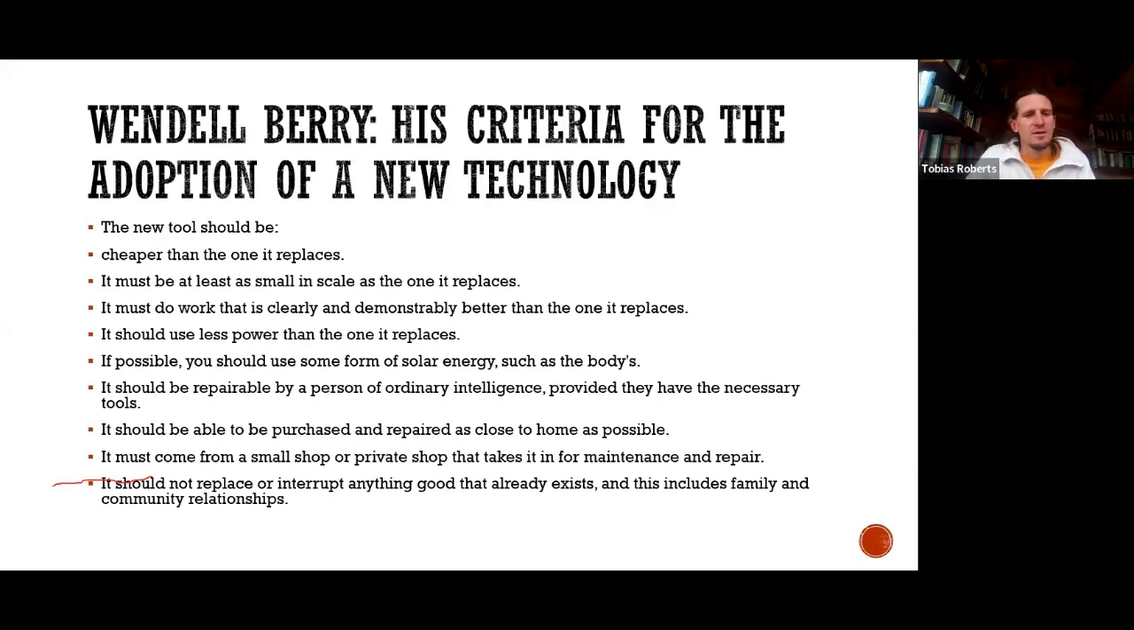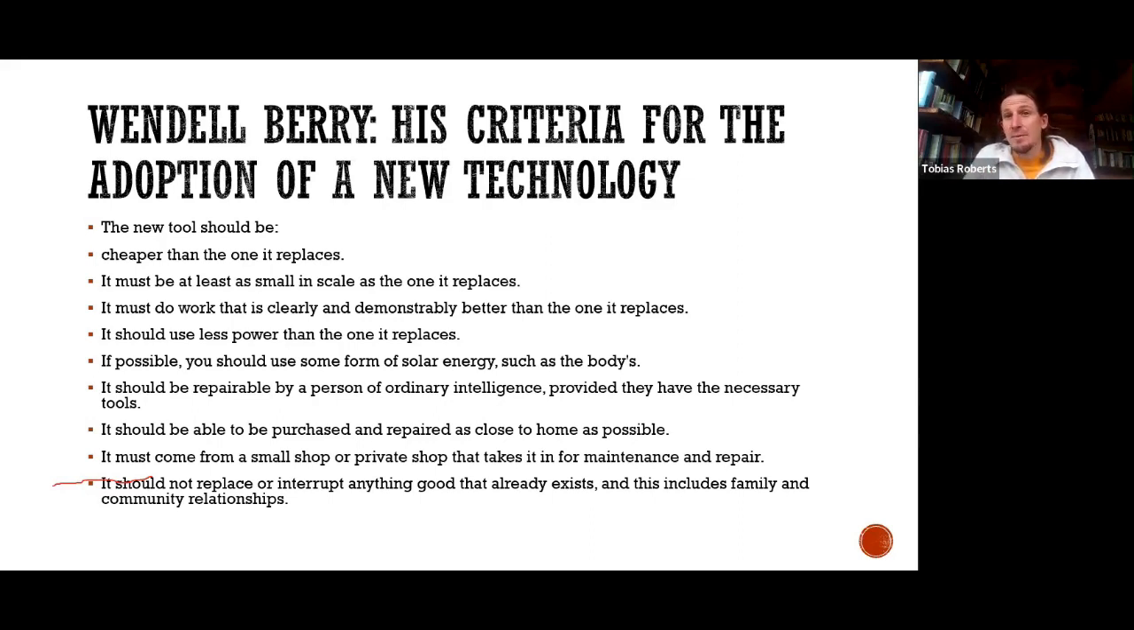Number 6, the new technology, the appropriate technology, should be repairable by a person of ordinary intelligence, provided they have the necessary tools. We live in an economy of the famous term planned obsolescence, where it's obvious that industry and manufacturers and businesses around the world are designing things that are cheaper and cheaper, whose useful lifespan is shorter and shorter, essentially to oblige us to purchase more and more things.